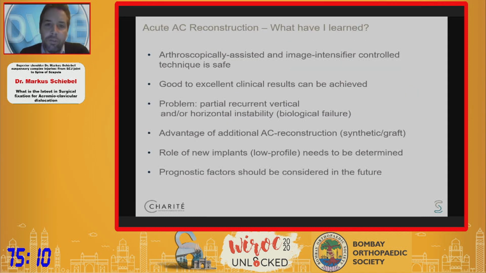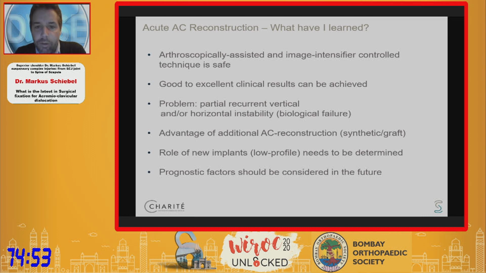So to summarize, over the last, let's say, 15, 16, 17 years, we realized that it's a safe technique if you do it arthroscopically assisted, image intensifier controlled. Good to excellent results can be achieved. There is a minor problem of partial and or horizontal instability.